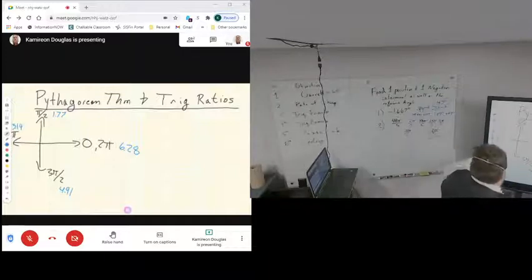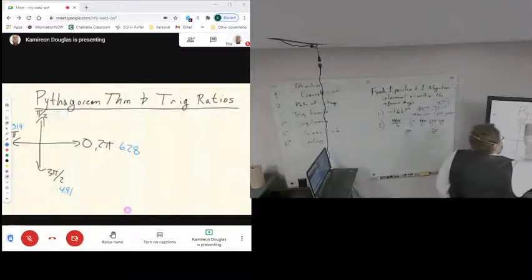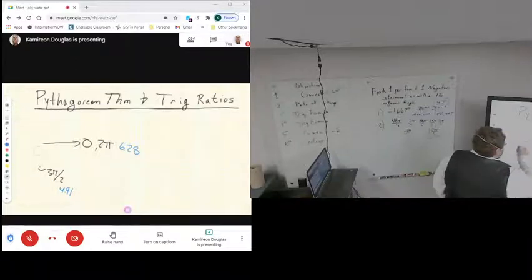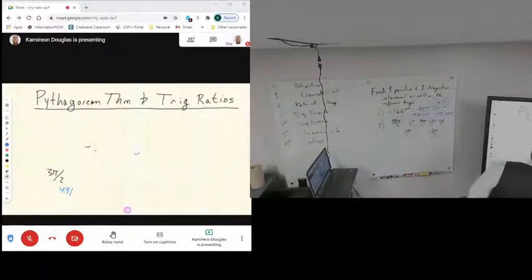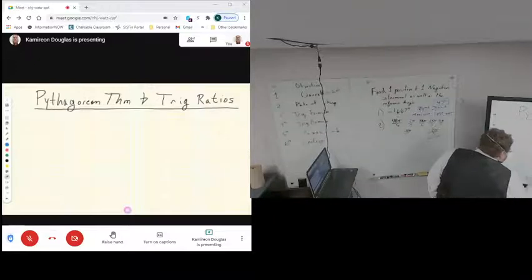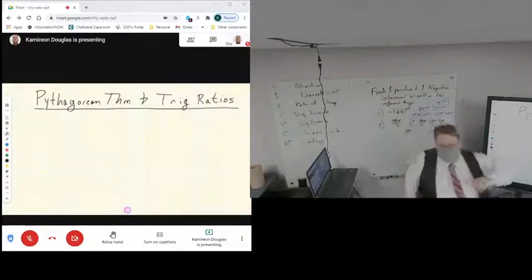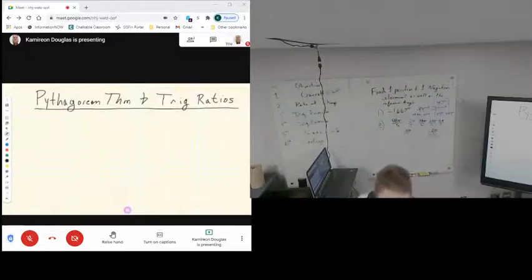For today's material, we're talking about the Pythagorean theorem, which we've mentioned already once in this class, and specifically its use when it comes to trig ratios. Now, from our quiz, there were no problems that asked specifically about the Pythagorean theorem, but there were a number of problems that use the Pythagorean theorem to assist you.